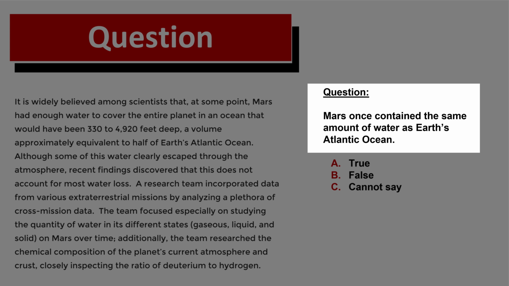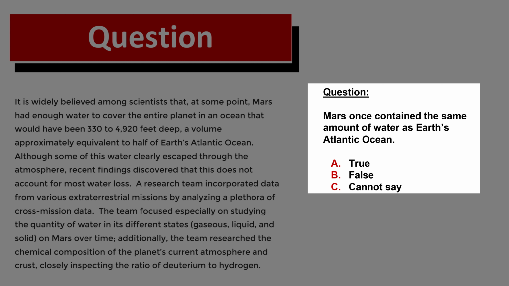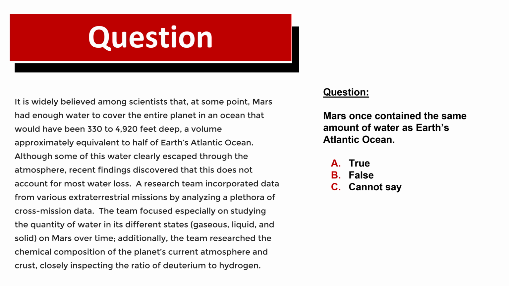Mars once contained the same amount of water as Earth's Atlantic Ocean, and you need to determine choice A if this is true, choice B if this is false, or choice C if you cannot say. Do you think you know the answer? Give yourself a little bit of time to see if you can come up with the answer. Possibly pause this video to see if you can get to the solution. And we will continue to get to the correct solution together.